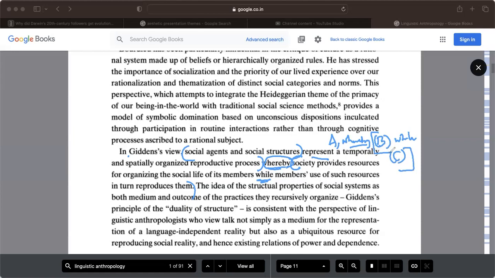Think of it like a maths equation. So B while C is one idea. This idea is connected to this idea. So in Giddens' view, social agents and social structures represent a temporally and spatially organized reproductive process. What is a reproductive process?